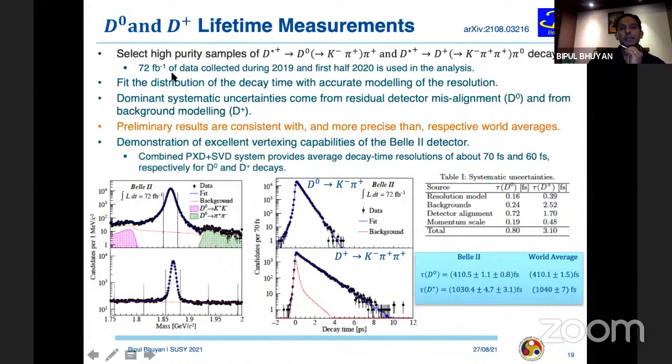There's also some measurement of the D0 and D plus lifetimes. Again, this is pretty consistent with the world average at this time, but of course the result from Belle II is even more precise than the world average. So it again shows the importance of the detector, the pixel detector, which provides decay time resolution. This is pretty competitive at this time, and it's much better than the previous generation of B factories.